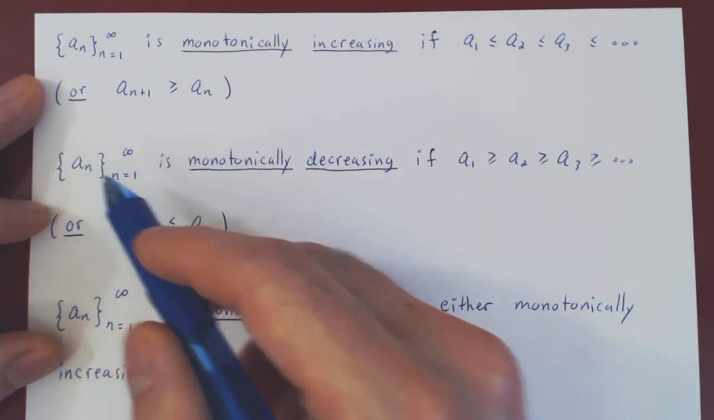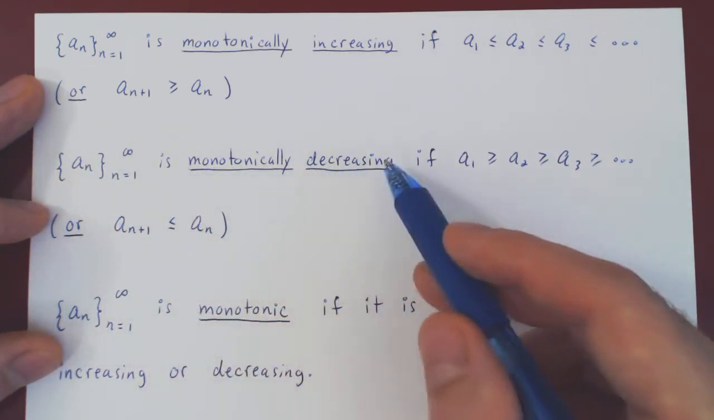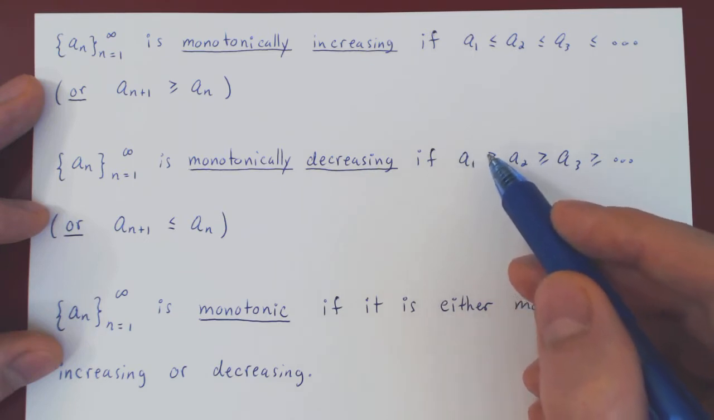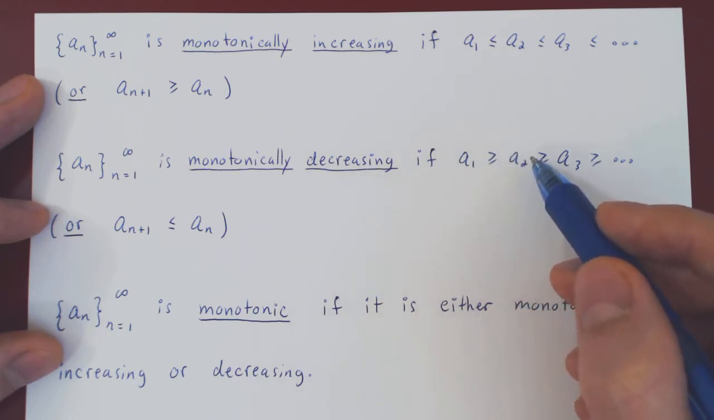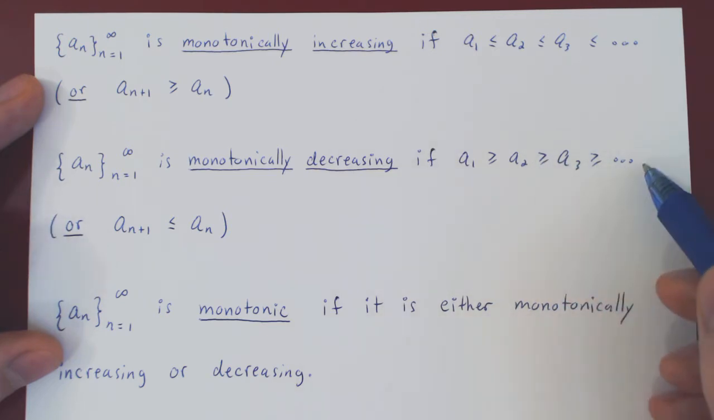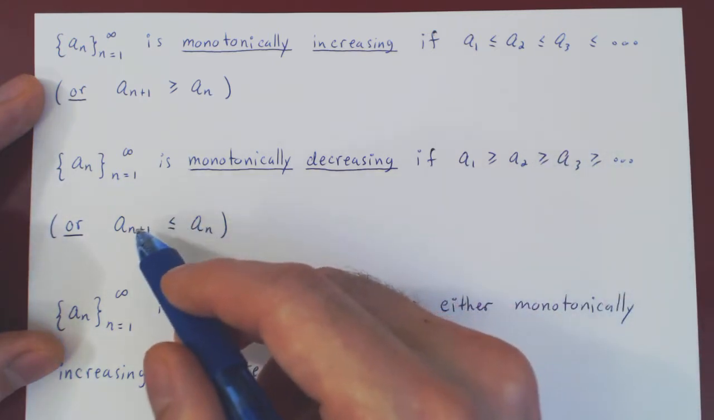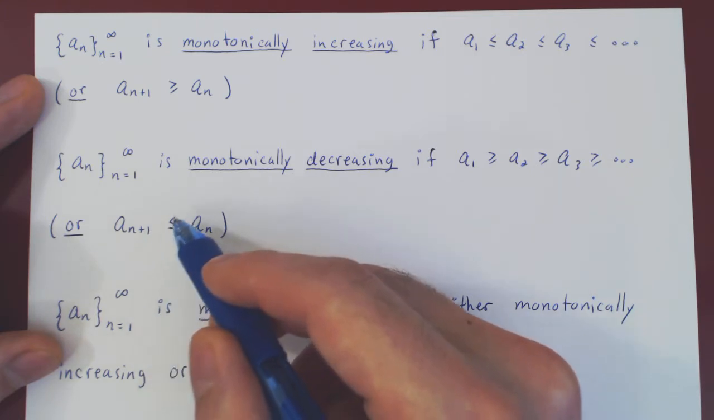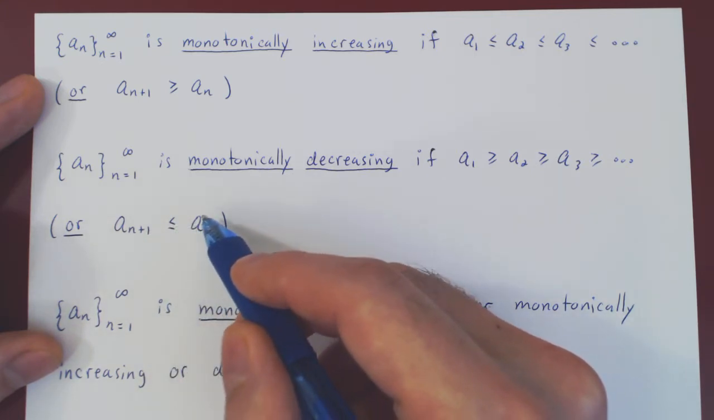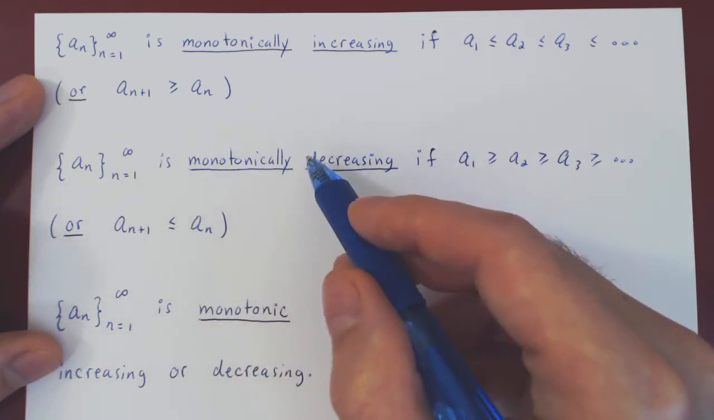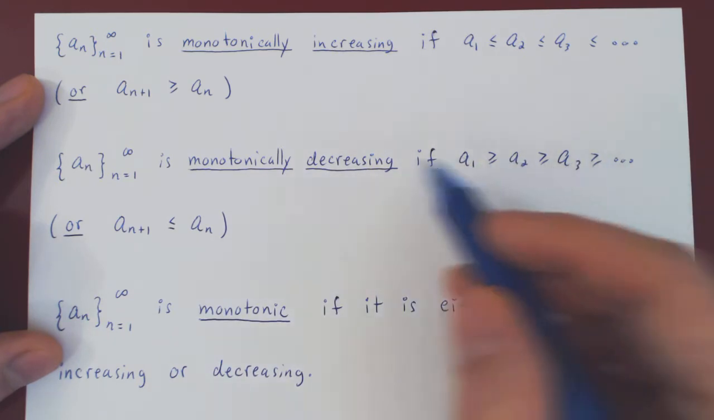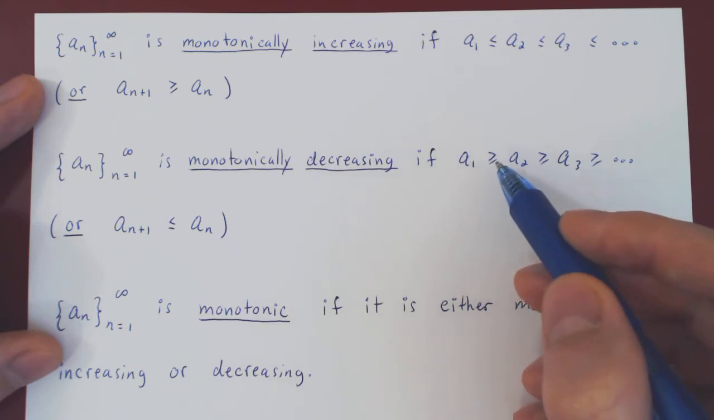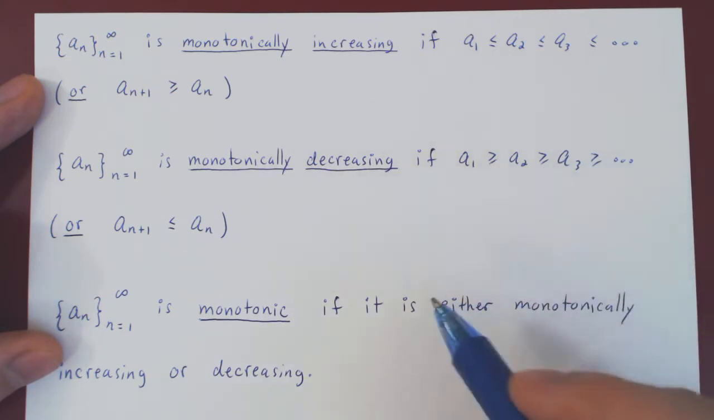A sequence an is monotonically decreasing if a1 is larger than or equal to a2, which is again larger than or equal to a3, and so forth. So if every term is no larger than the previous term, the sequence is decreasing. The terms are getting smaller and smaller, but they are also allowed to remain constant.